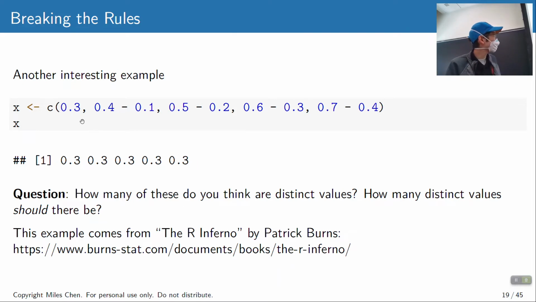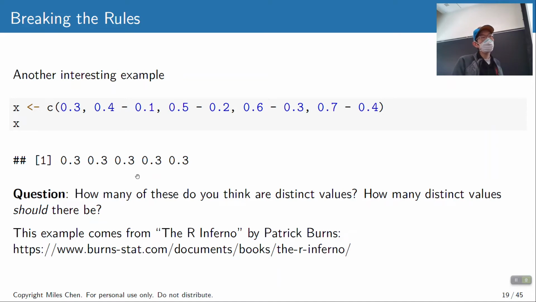So here's just kind of an interesting example, right? Here I've got all of these operations that should result in exactly 0.3. I got 0.3, I got 0.4 minus 0.1, 0.5 minus 0.2, 0.6 minus 0.3, 0.7 minus 0.4. All of these should be 0.3, and under the standard printing form of R, it comes back and says, yeah, all of these things are 0.3.